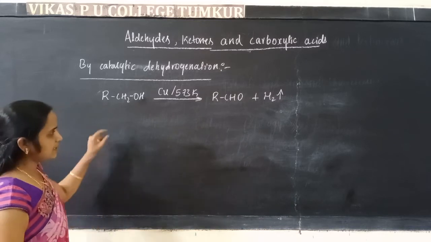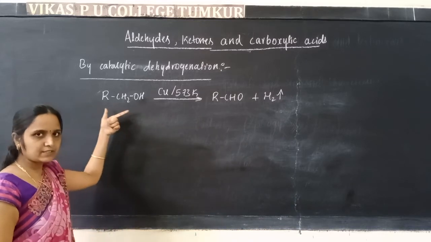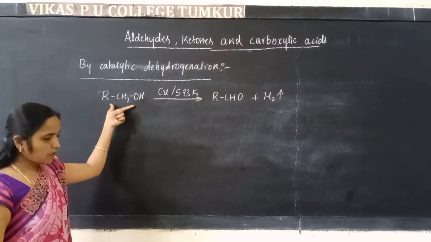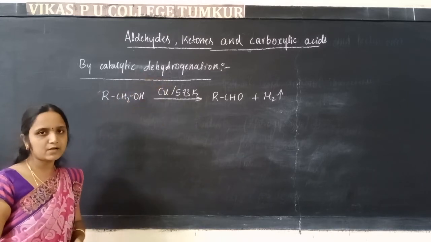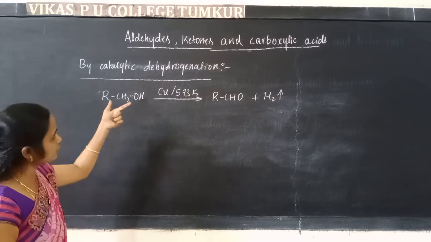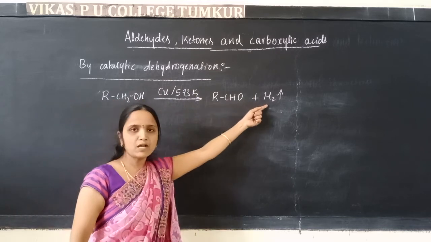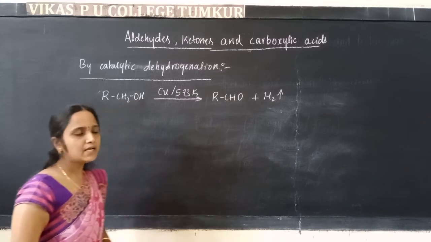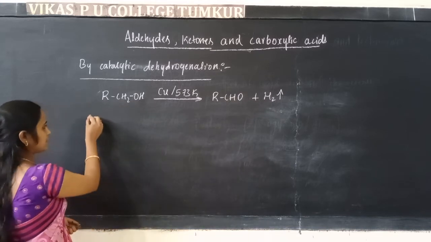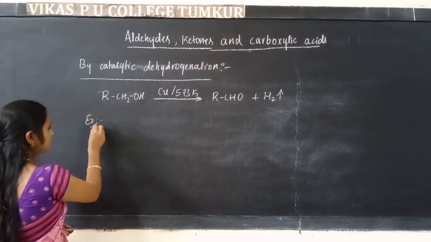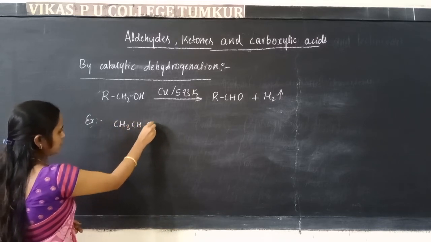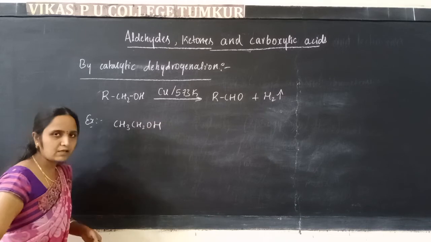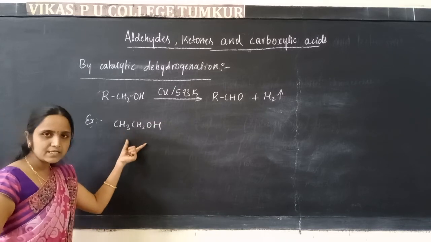This is the method of preparation of the aldehyde by using alcohols by the catalytic dehydrogenation. Dehydrogenation is nothing but removal of hydrogen. We will take an example for this: CH3CH2OH. What is the name of this compound? The name of this compound is ethanol.